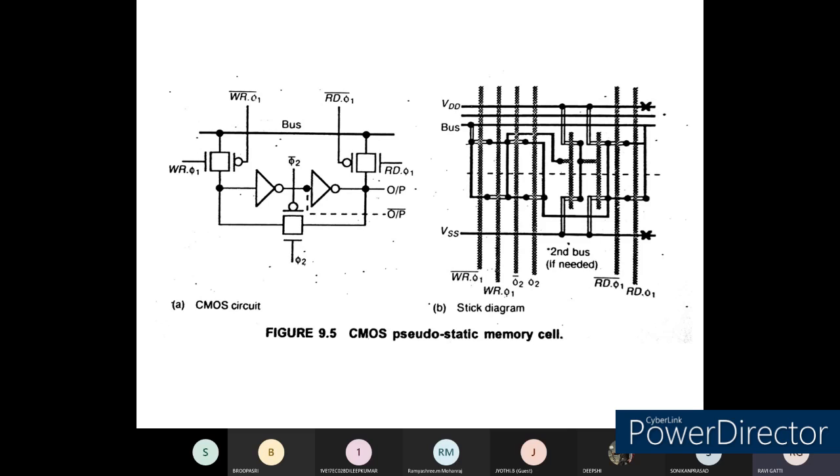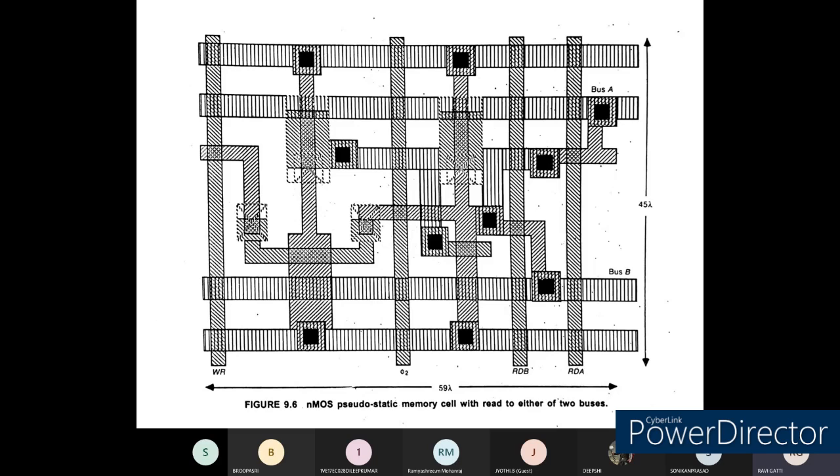With the use of this transmission gate we are able to create the pseudo codes for the static memory cells. So this is the circuit diagram you are going to use for the static memory cell implementation, and the corresponding stick diagram has been drawn over here. You can see we have VDD and VSS cross connected, which indicates that it is CMOS technology that we have used, and there is a demarcation line to differentiate between the pull up network and the pull down network. So this is the MOS layout for the NMOS pseudo static memory cell.